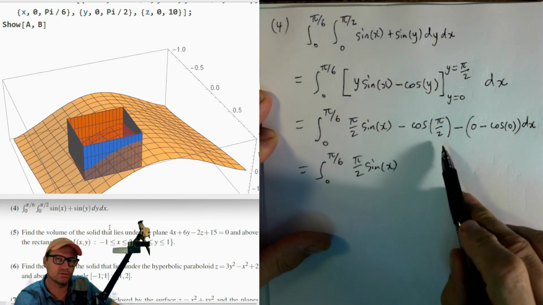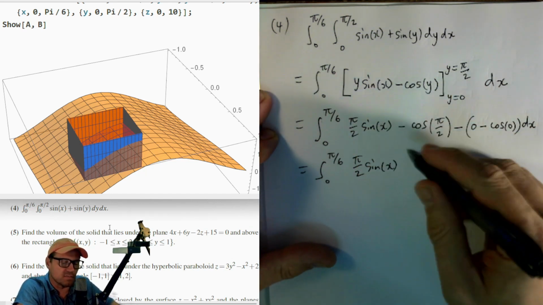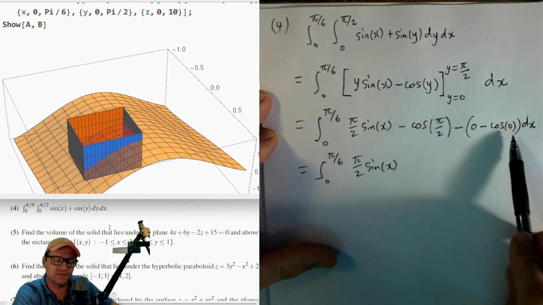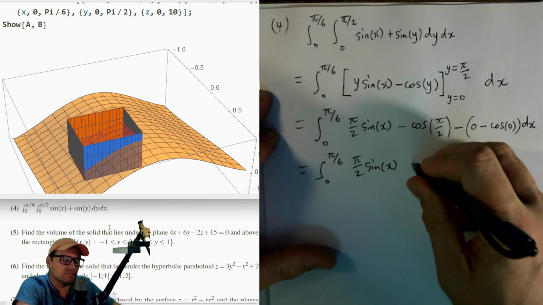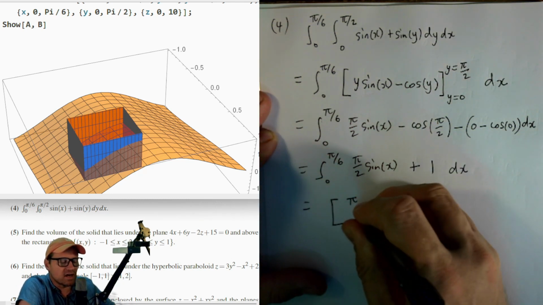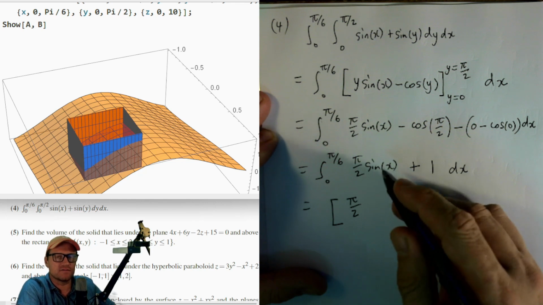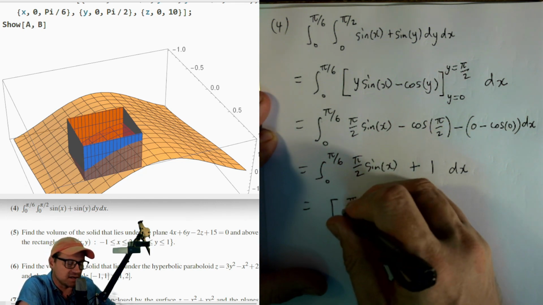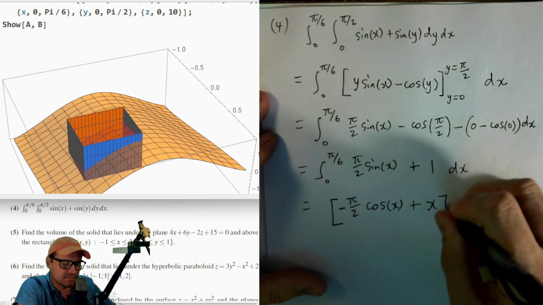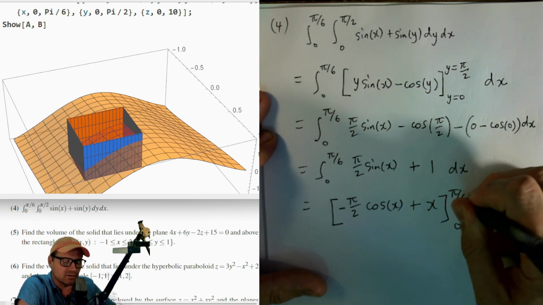Cos of pi on 2 is 0. So it's minus 0. Then we have another minus 0 there. And minus cos of 0, that'll be plus 1. Okay, now integrating this with respect to x, we have pi on 2 times the integral of sine of x with respect to x, which is minus cos of x. And then the integral of 1 is x. We sub in 0 and pi on 6.